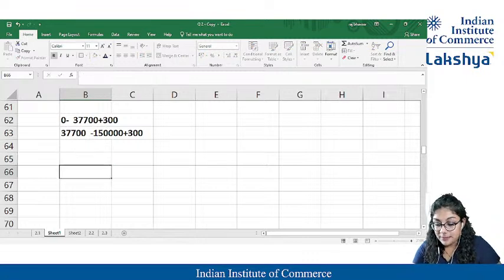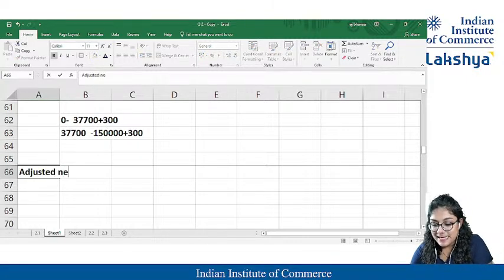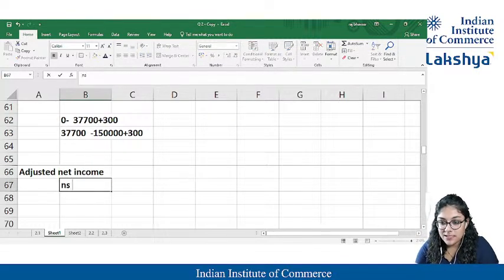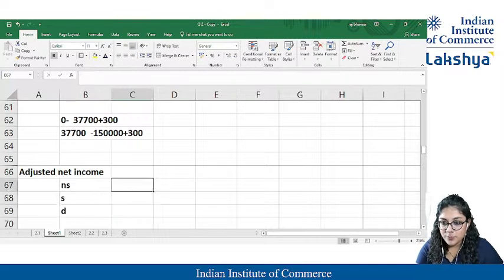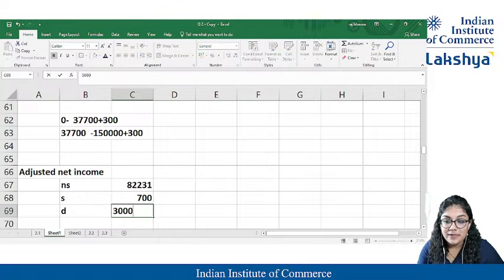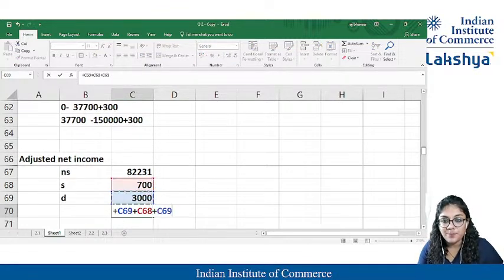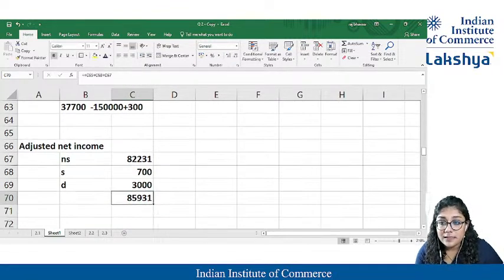Let me write it correctly. My adjusted net income is the total of non-savings, savings and dividend. My non-savings in the question was 8,231, savings was 700 and dividend was 3,000. So if I take the total, I have a total income of this. Now, this is in any case lesser than 1 lakh.